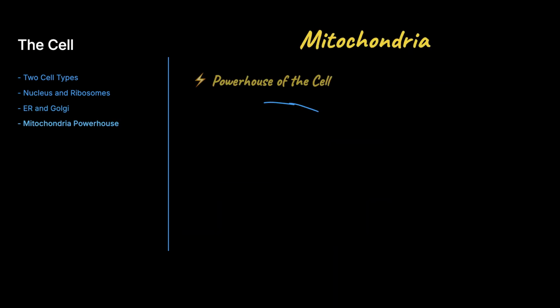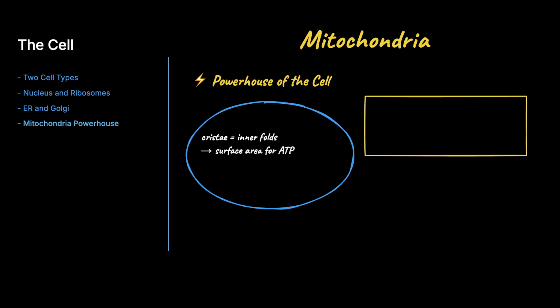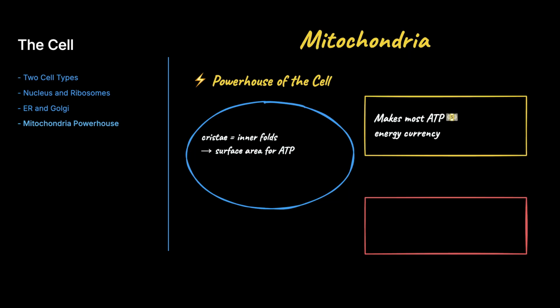Here is the organelle I would memorize first because it appears constantly. The mitochondria, the powerhouse of the cell, is where most of your ATP, the energy currency, gets made. Its inner membrane folds into ridges called cristae, adding surface area for energy reactions. A favorite exam fact is that mitochondria carry their own DNA.